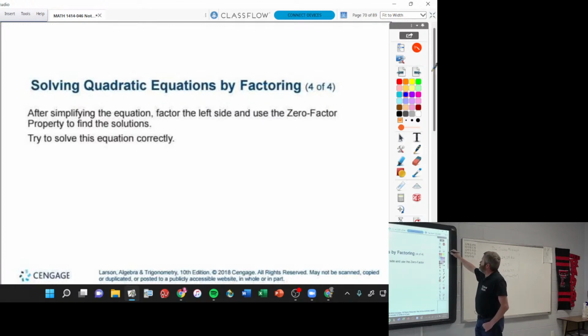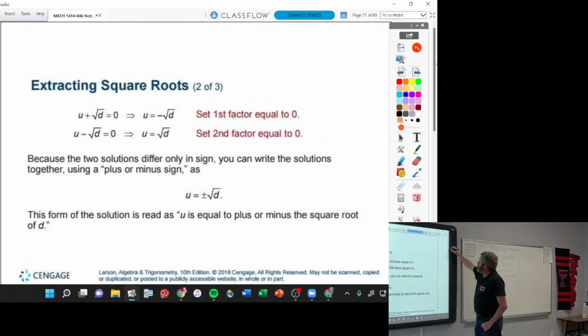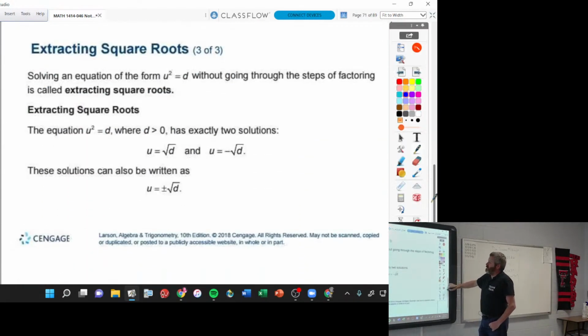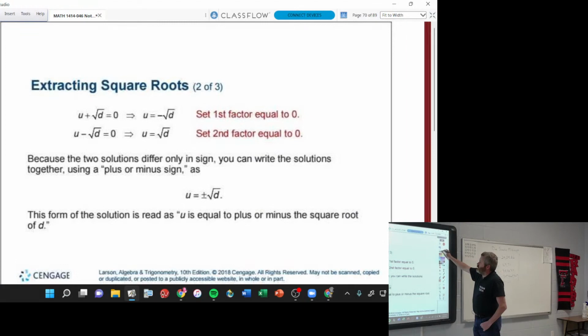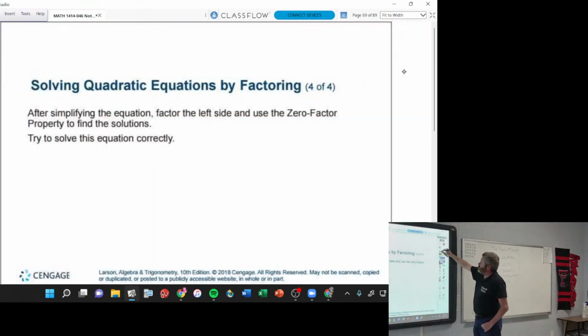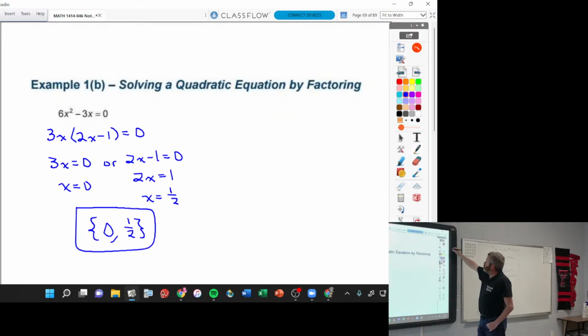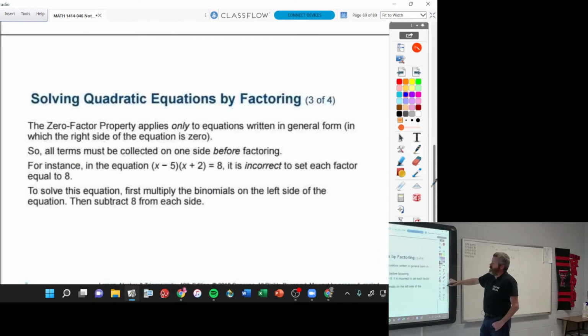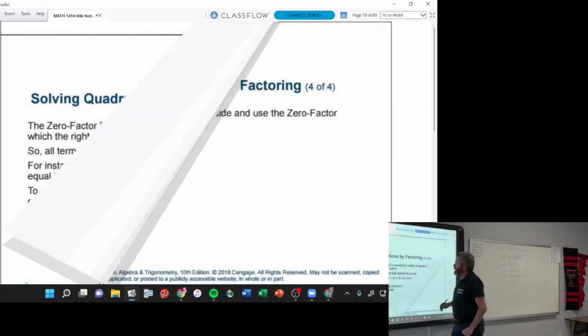All right, so let's go ahead and solve that problem. I went the wrong way. One second. Sorry about that. (x minus 5)(x plus 2) equals 8.